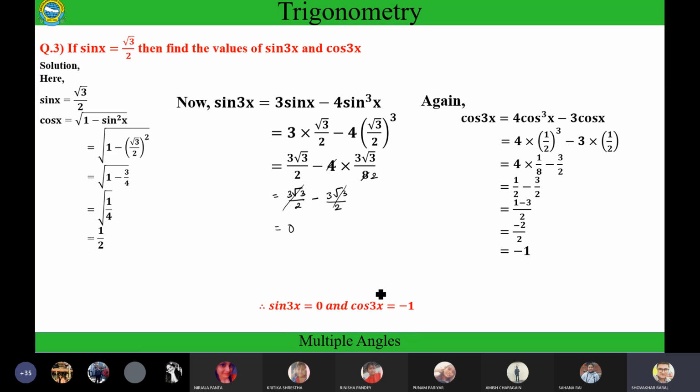Therefore we have got a value of sine 3x is equals to 0 and cos 3x is equals to minus 1. So there is one more method to solve this. Let me talk about that also.